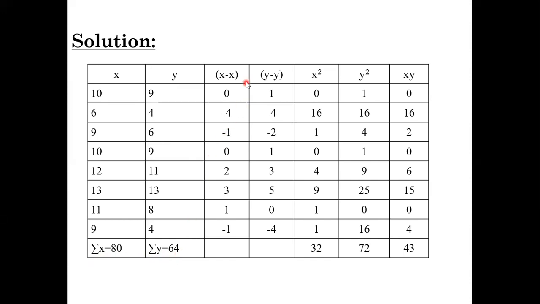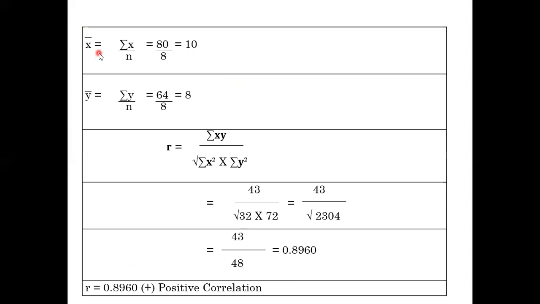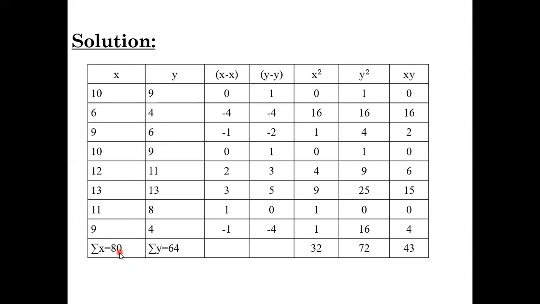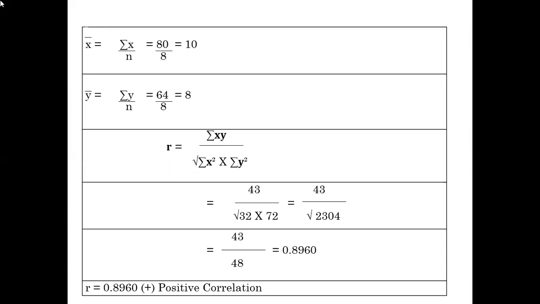Now we have to find the X mean. X mean is equal to sigma X by N. Sigma X total is 80, divided by the number of items. N is the number of items, that is 1, 2, 3, 4, 5, 6, 7 and 8. 80 divided by 8 gives 10.